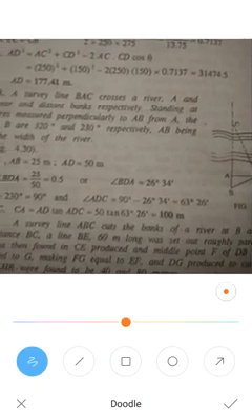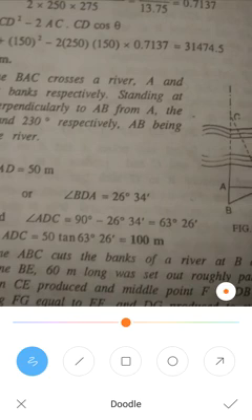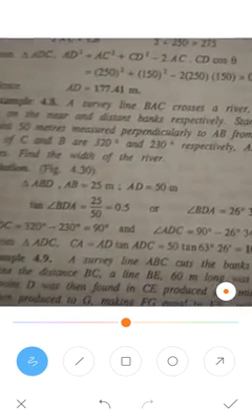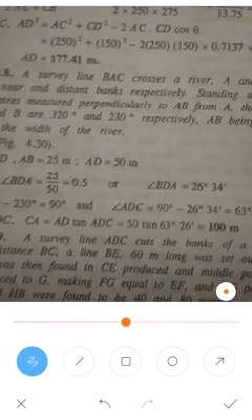Next is another form, another problem. Here a survey line is there, that is BAC. Okay, here BAC is a survey line. So A and C are the near and distant banks respectively. Here they have said a survey line BAC is there.